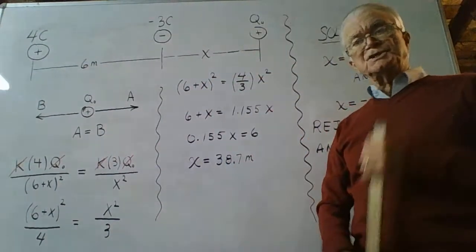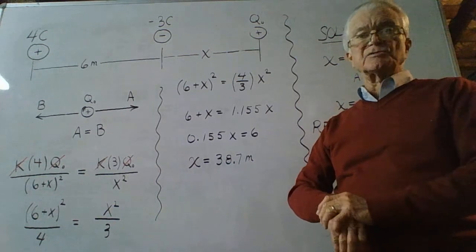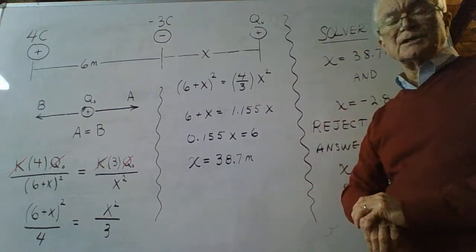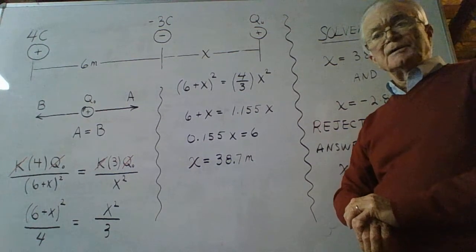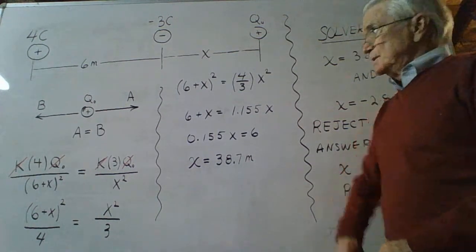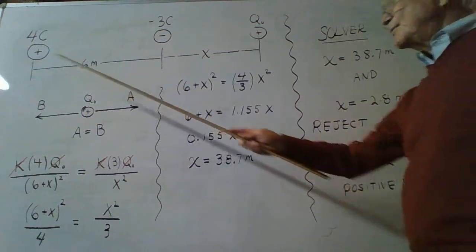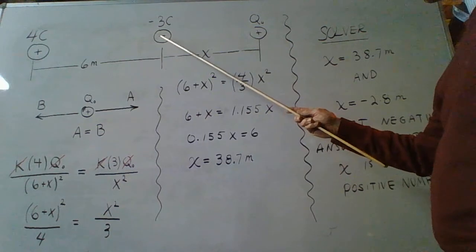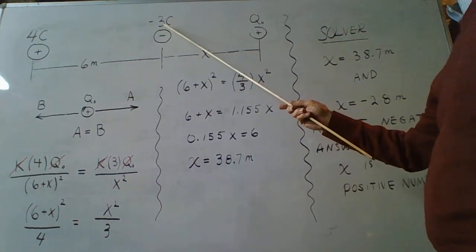We're back. This is a continuation of our introduction to electric charge and electric force. We're going to work now a problem involving a calculation of the force on a test charge. Here's the situation. We have a 4 coulomb positive charge there. 6 meters away, there's a negative charge, negative 3 coulombs.